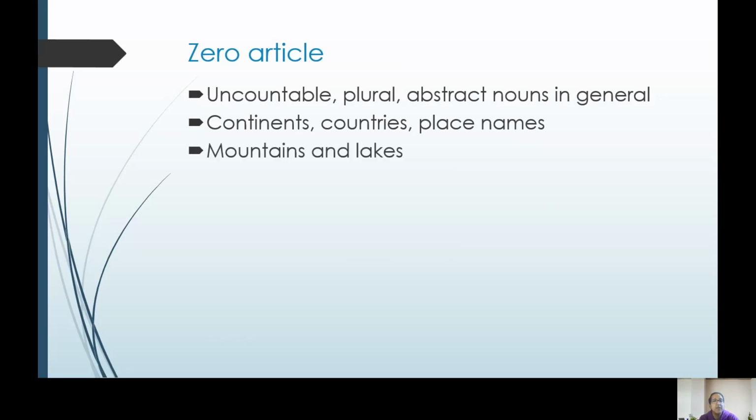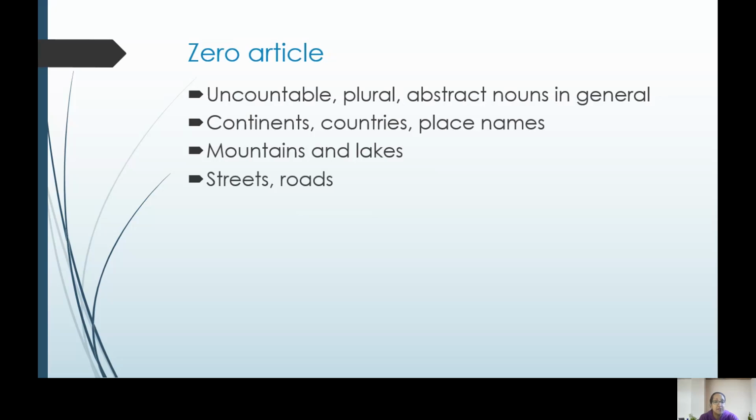Now, I mentioned a mountain range had the article "the", but the name of a mountain itself does not need an article. For example, Mount Everest is in the Himalayas. The Himalayas is the range, Mount Everest is the name of the mountain. And I mentioned that oceans, seas, rivers have the article "the", but lakes are the only body of water that doesn't have an article.